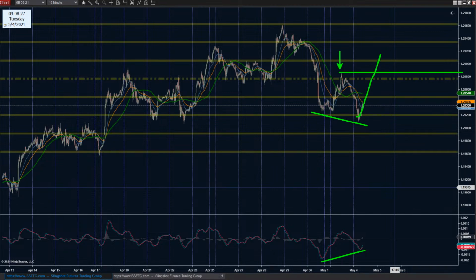But if they can break above these highs, then realistically you're looking for the breakout pullback, continuation, back up to the highs, etc.